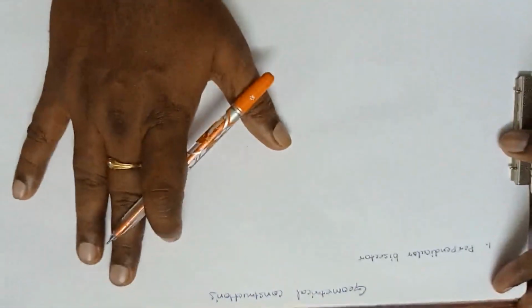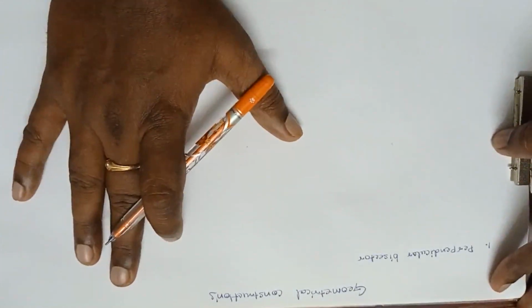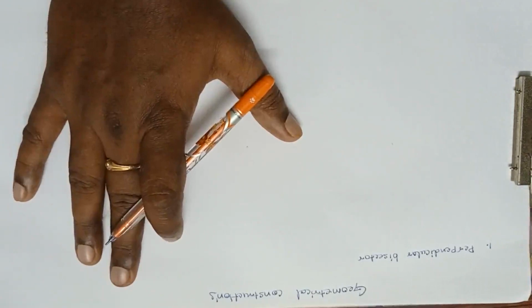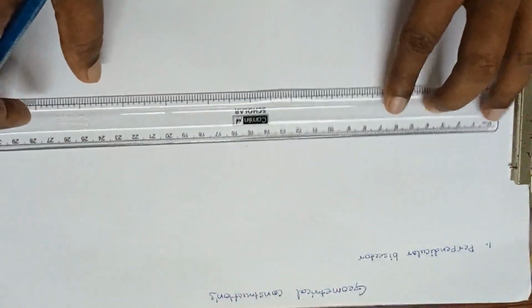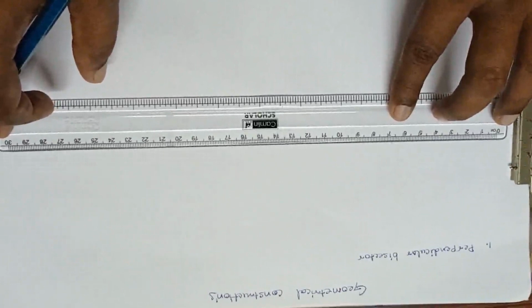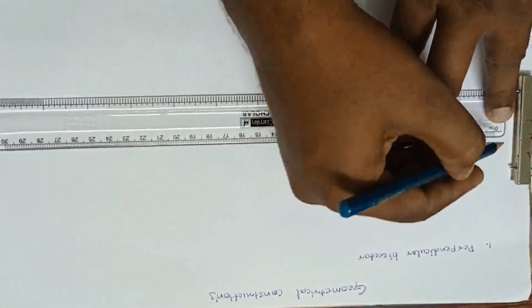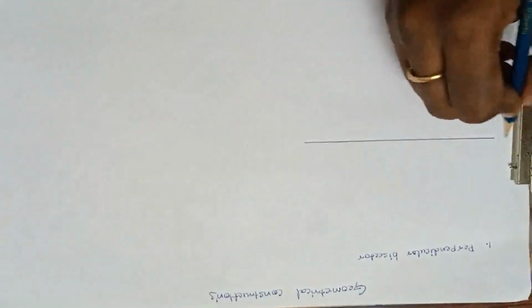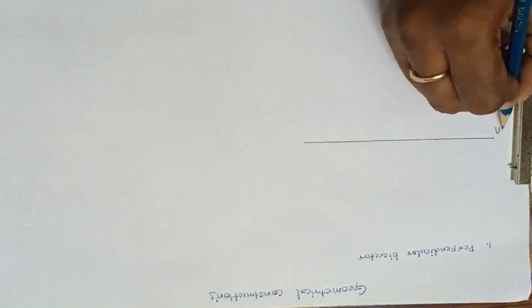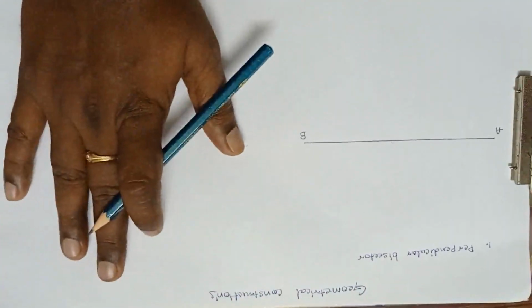Okay, perpendicular bisector means what? Perpendicular bisector means bisecting a line into two equal parts. Suppose there is a line. We have already studied these things in our schooling. Suppose there is a line. I don't know the length of this line. I'll name this line A and B, line AB.